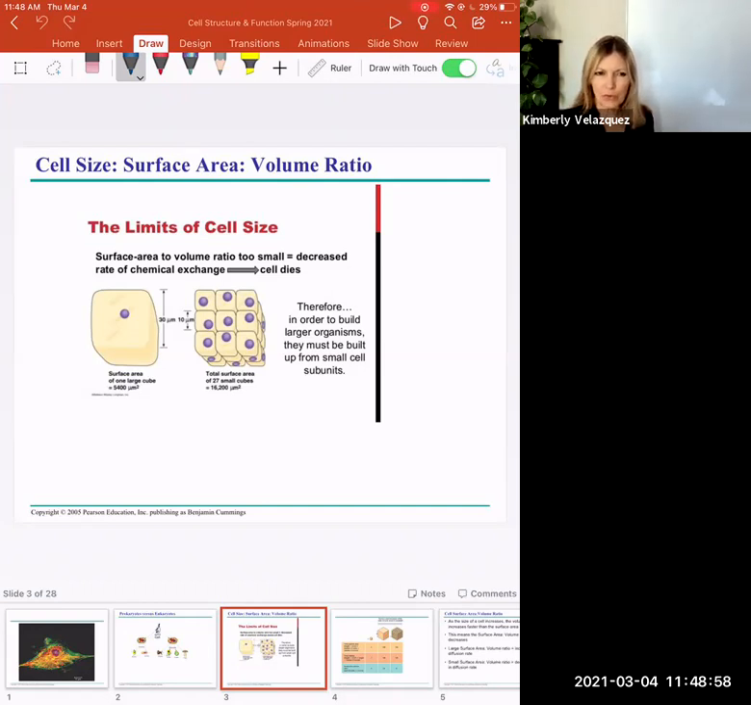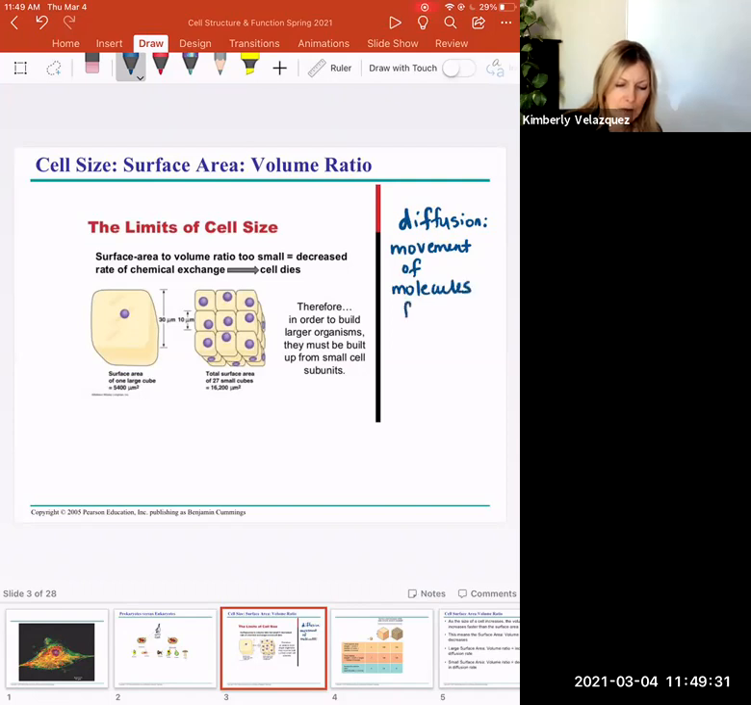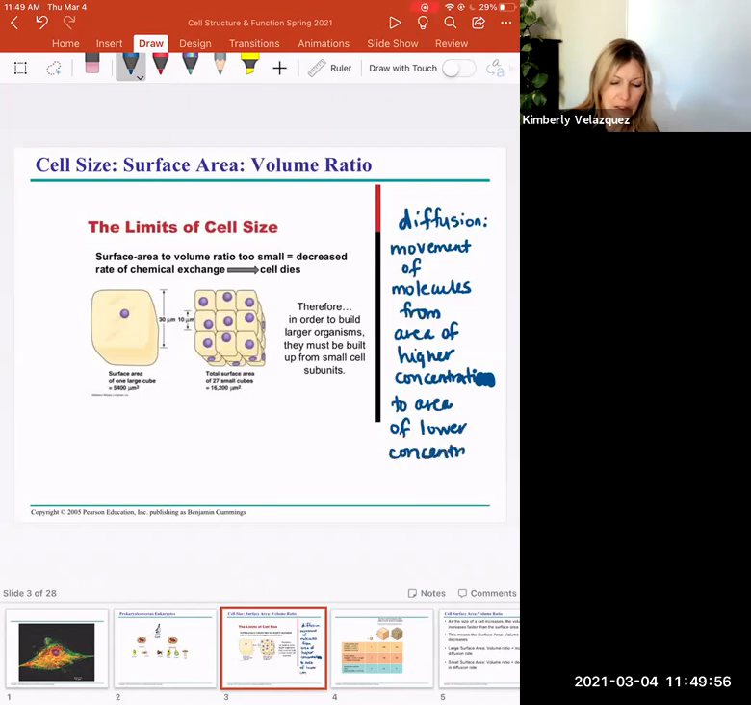If materials are having to move through the cell by simple diffusion, which we'll learn about in more detail when we get to the transport across the cell membrane lecture, the idea of diffusion is that materials move based on concentration gradient. So this is going to be movement of molecules from an area of higher concentration to an area of lower concentration. So from high to low, and this happens without any energy required.